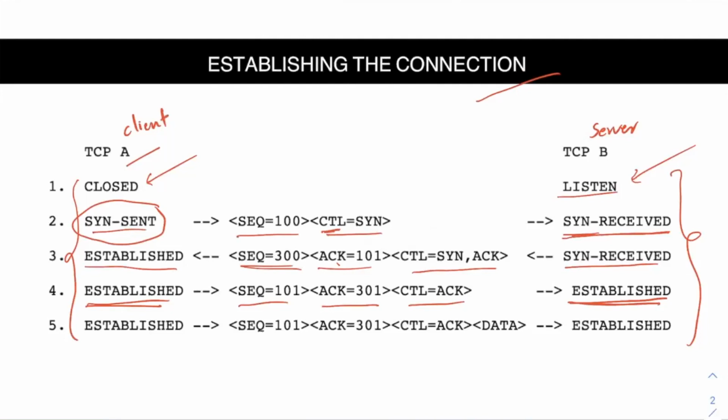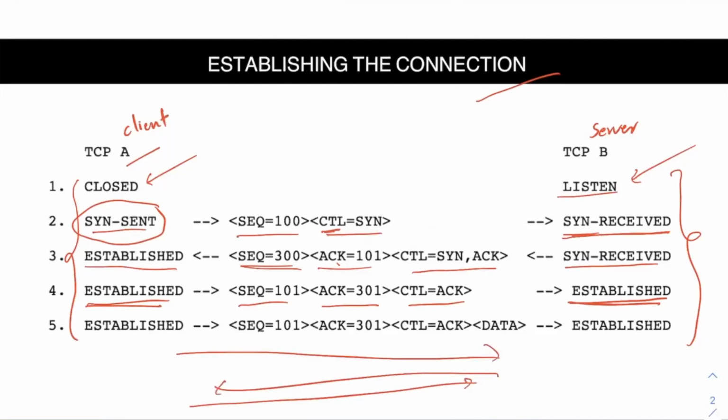After this, they can start exchanging data with each other. Let's say they exchange a lot of data: the client sends some data, the server sends some data, again the client sends some data. Now let's say the client wants to terminate the connection. The client is done with whatever it wanted from the server, and now it wants to terminate the connection. How it can do that, we will see in this video.